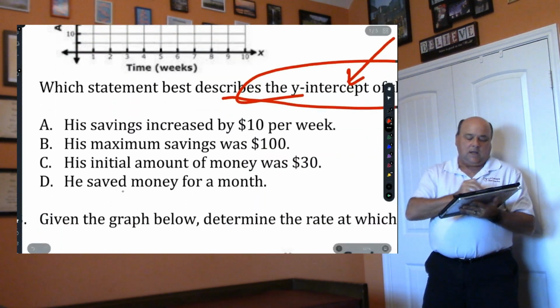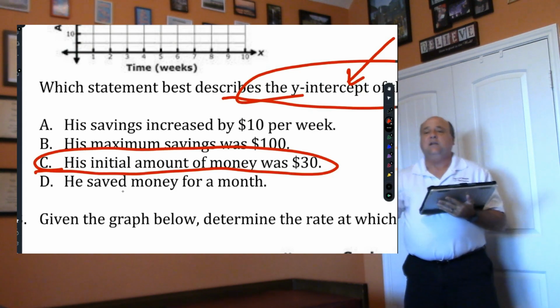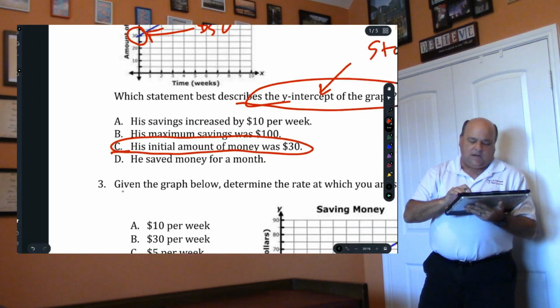Let's look at the check. The answer choices: his initial amount of money was 30 bucks. The initial amount is the same thing as the starting amount. Let's keep going to number 3.